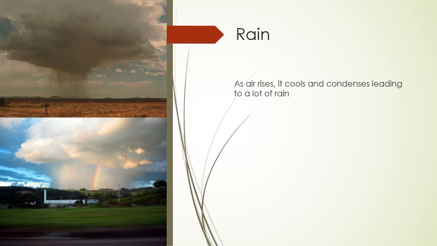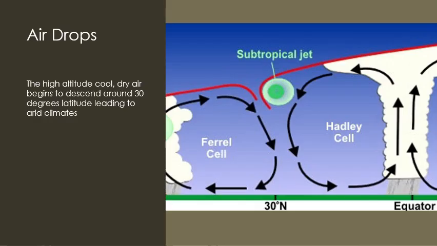Make sense? All right, so you get a lot of rain in one area. So as that high, cool air dries off, you don't have water in it, it starts to descend because now it's cooled down. It's got no rain in it. All that water was lost right along the equator, which is why we have a lot of tropical rainforests along the equator. Now we've cooled down the air, it starts to drop down at 30 degrees north latitude and 30 degrees south latitude.